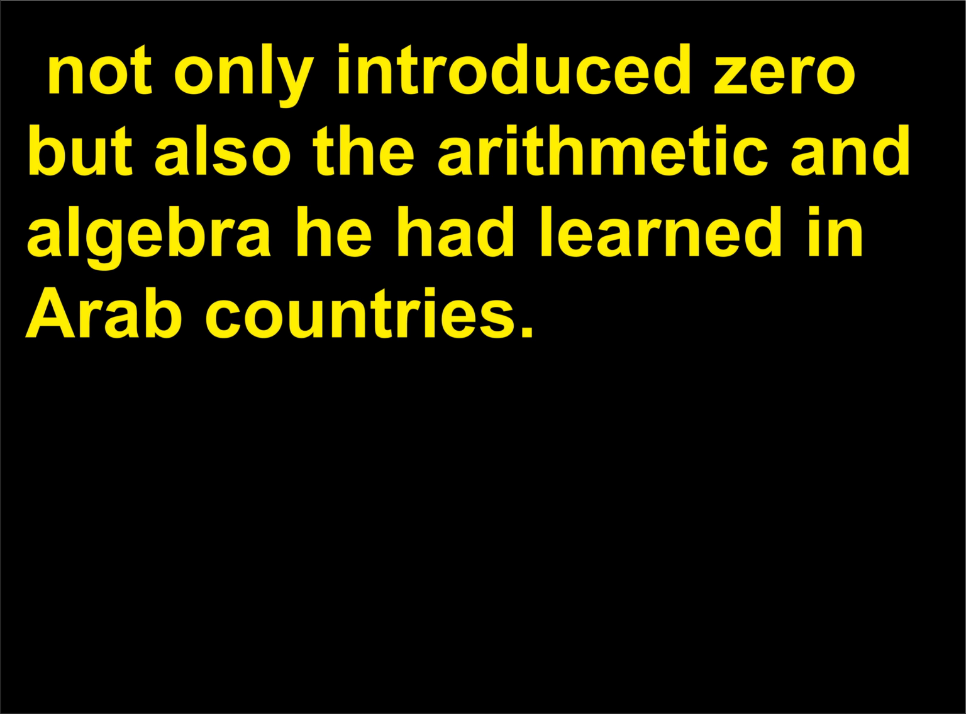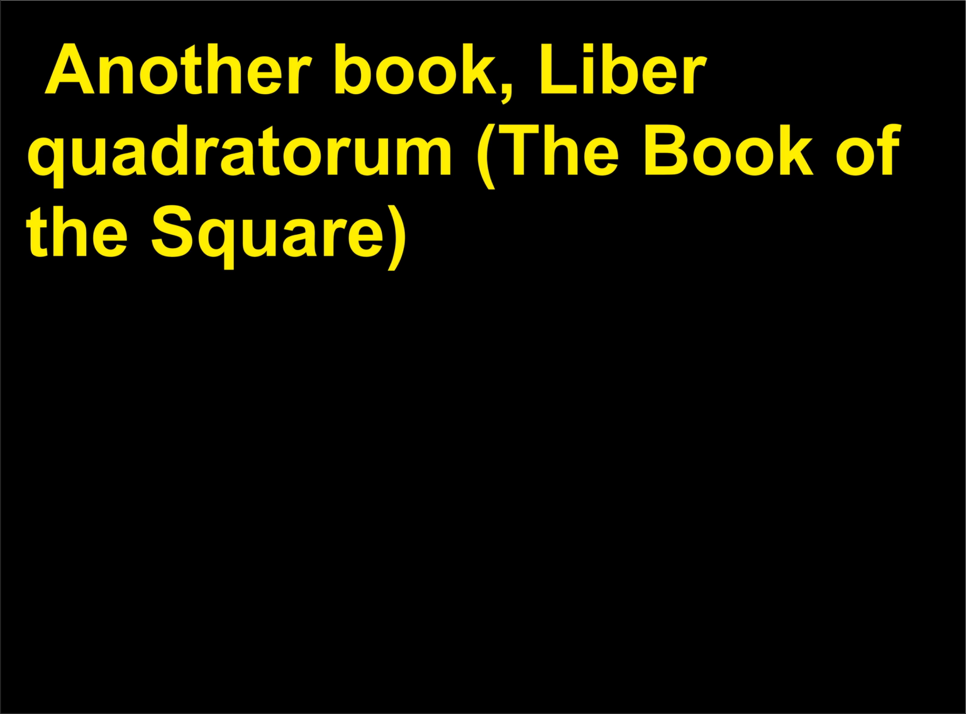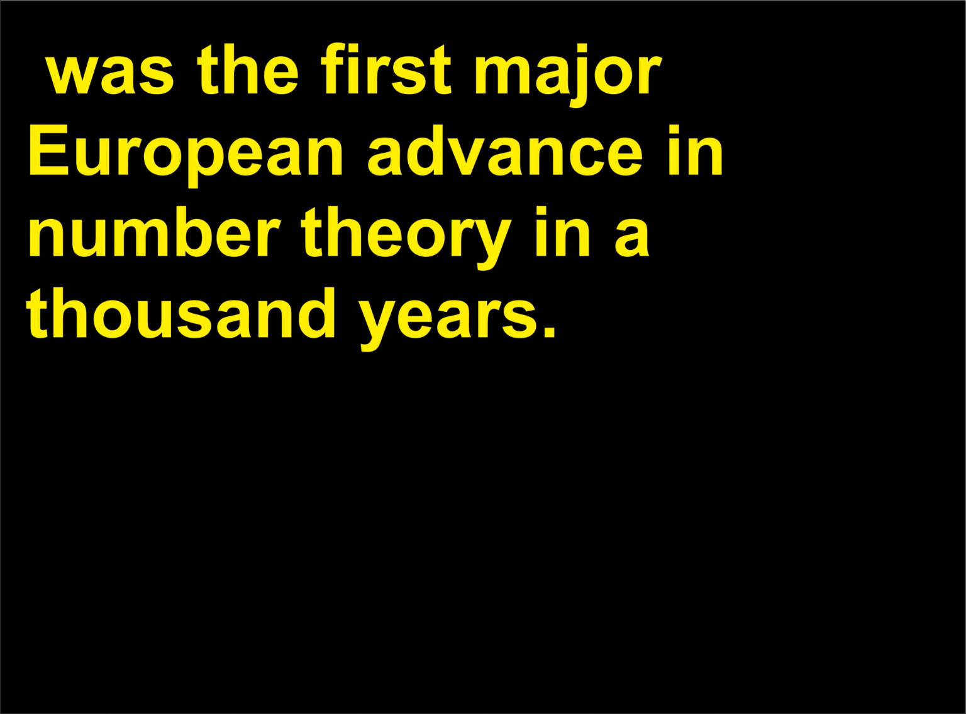His book Liber Abaci, the Book of the Abacus, not only introduced zero but also the arithmetic and algebra he had learned in Arab countries. Another book, Liber Quadratorum, the Book of the Square, was the first major European advance in number theory in 1,000 years.